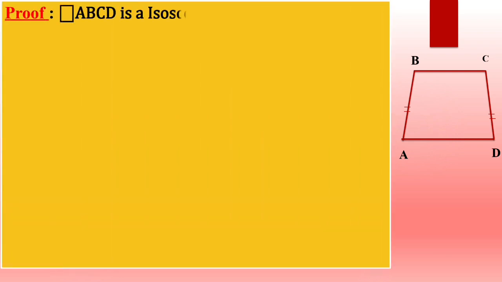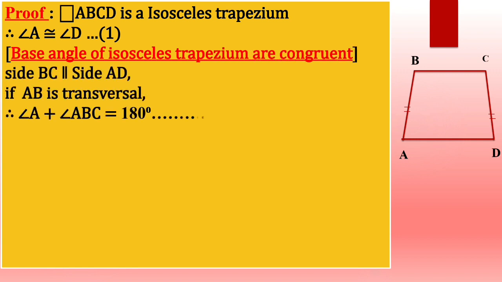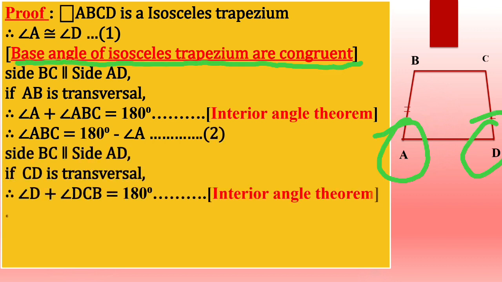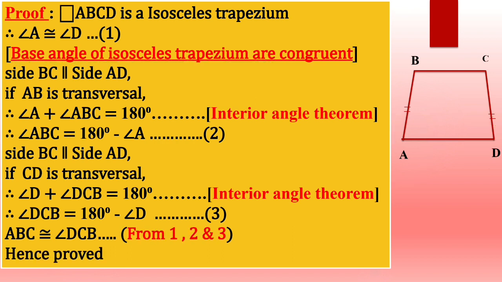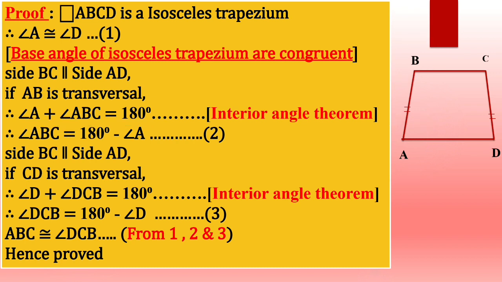So first of all, proof. ABCD is an isosceles trapezium. As you know, in an isosceles trapezium angle A is congruent to angle D, equation number 1, because base angles of an isosceles trapezium are congruent. Therefore, side BC is parallel to side AD and AB is a transversal. So angle A plus angle B equal to 180 degree, interior angle theorem. Angle A will shift to the right side. So angle ABC equal to 180 degree minus angle A, equation number 2.